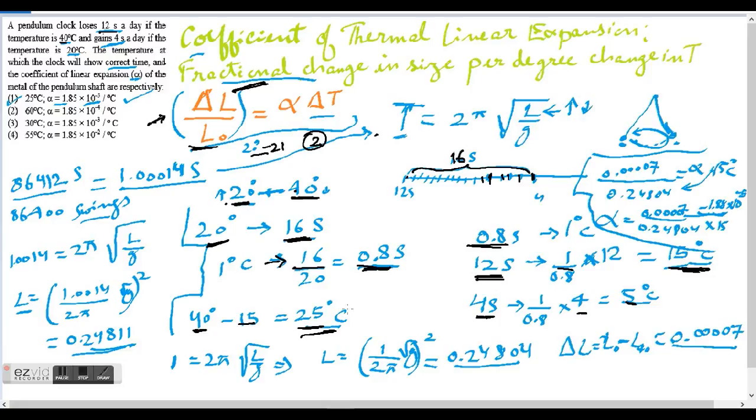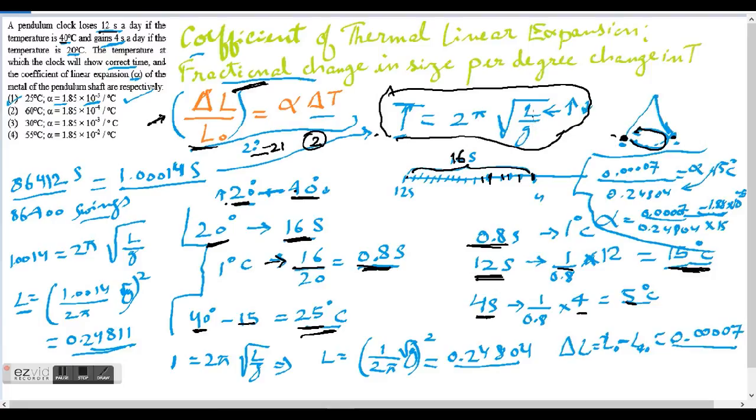So what's really happening is that at 40 degrees Celsius it's becoming hotter, so the length of the pendulum shaft is increasing, and we know that T is equal to 2 pi square root of L by g. This is the formula for simple harmonic motion, where T is the time period it takes for the pendulum to make one swing. So in this pendulum, if it is swinging from here to this place and then coming back, that corresponds to 1 second. So this time period is equal to 2 pi times square root of L by g.